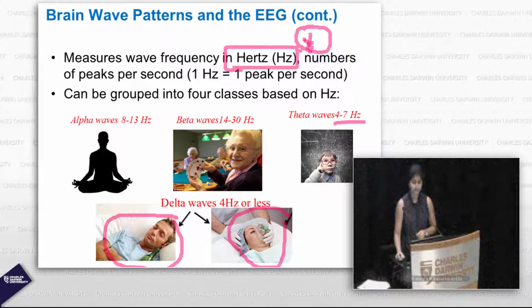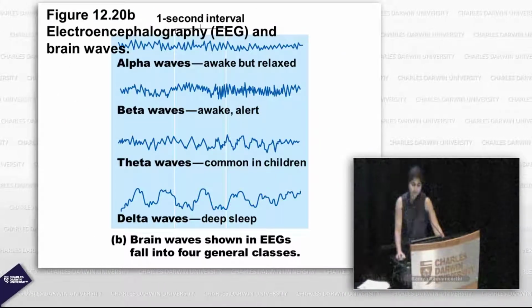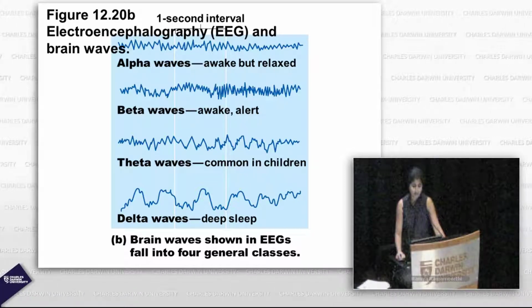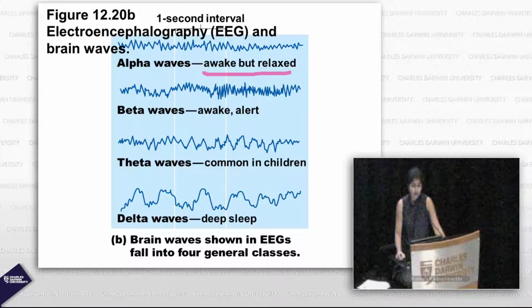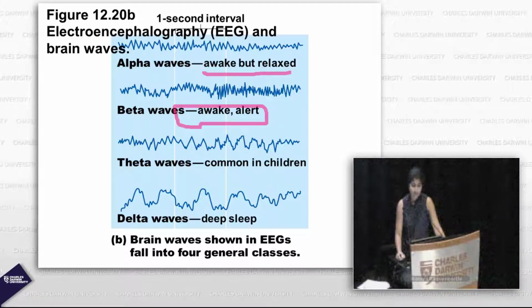Again, these are the different waves, and you can see that the frequency changes. Alpha waves are present when you are awake and relaxed, and beta waves are present when you are awake and alert.